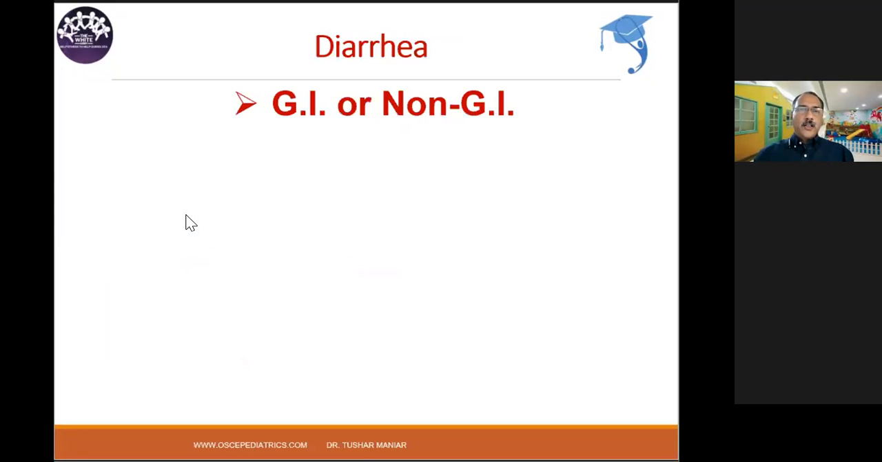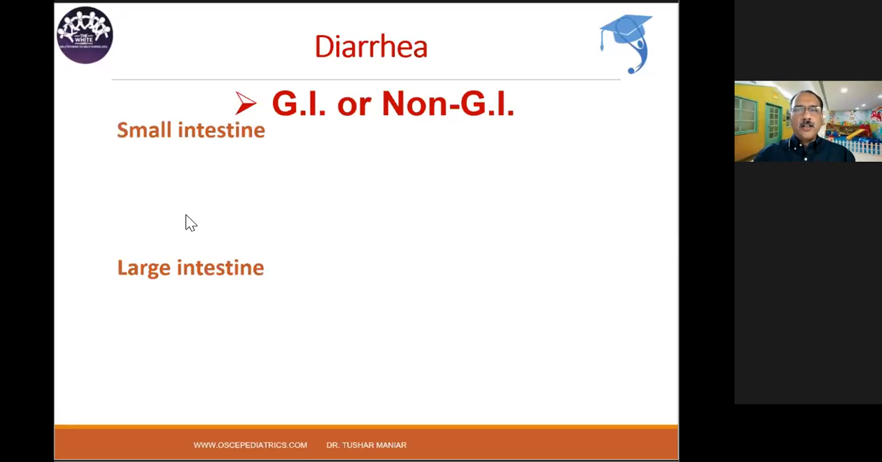How do you differentiate small intestine from large intestine? Any thoughts? Volume of the stool. Very good. Tenesmus will be there for large intestine diarrhea. Okay. And blood in the stool. What else? Blood in the stool if it is mostly large intestine. Small volume, large intestine. Okay. Foul smelling stools. Very good. Content of the stool, fine.